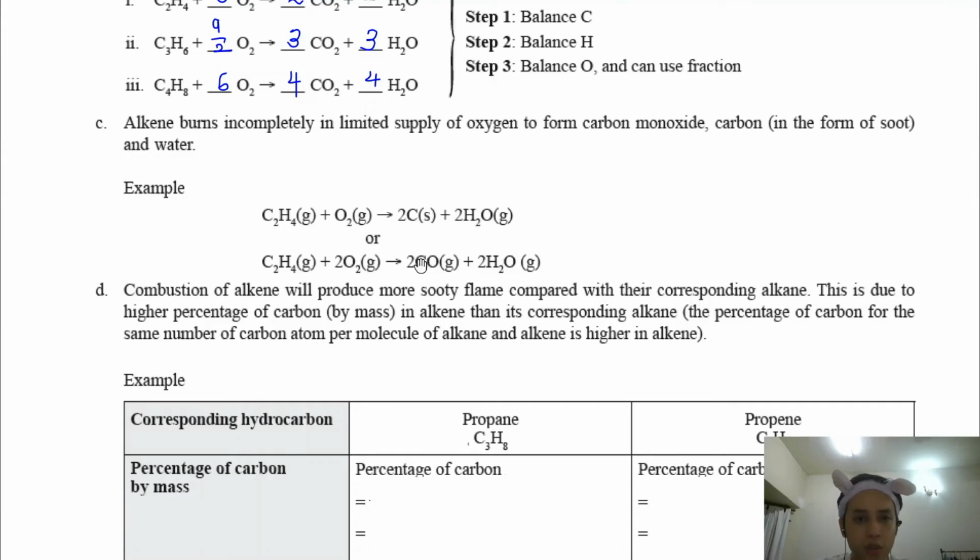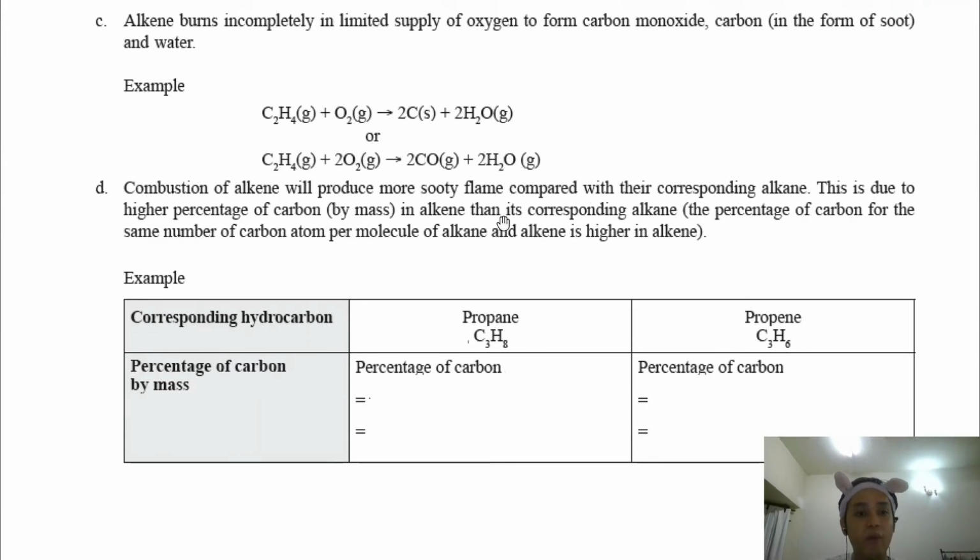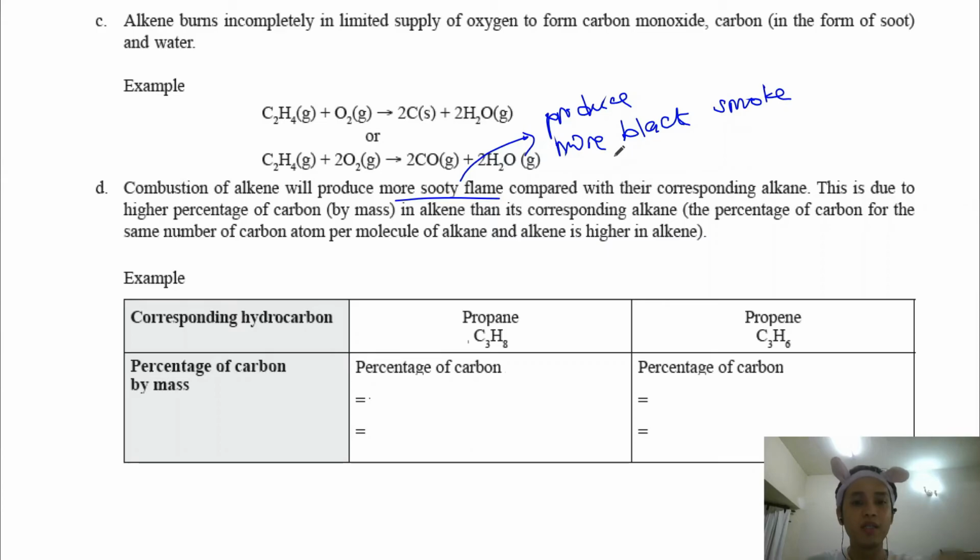All right. So a very important thing here is that when we compare the combustion between alkane and alkene, there is a difference in the observation. Meaning if I burn alkene, I will see more sooty flame. Now, sooty flame here meaning that they are going to produce more black smoke. Okay, so if you burn the alkene, you're going to see black smoke coming out. Okay, so that is what we call sooty.